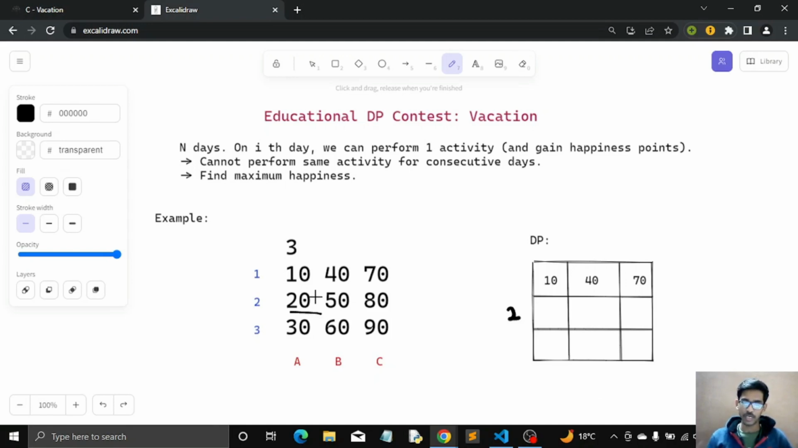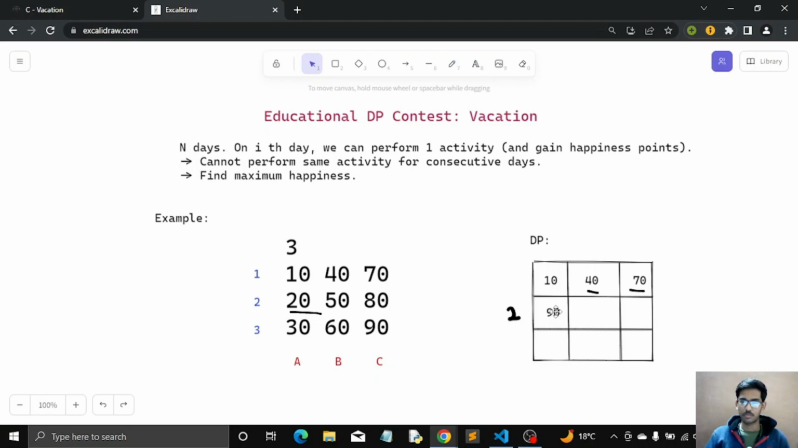of the remaining 2 activities till the previous day. The remaining 2 activities are activity B and activity C, and till the previous day the maximum of the remaining 2 activities is 70. So the maximum of 40 and 70 is 70, and we are going to add that. So at this cell we are going to write 20 plus 70, which gives us 90. I hope it made sense.